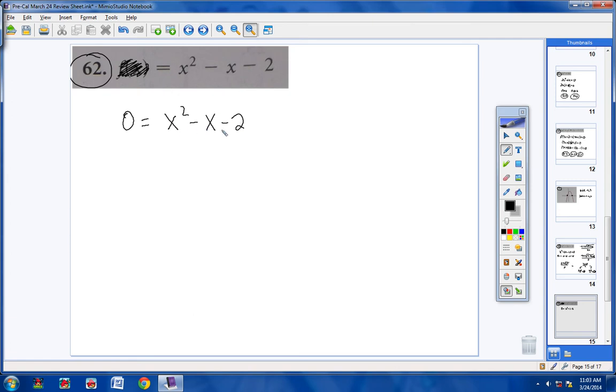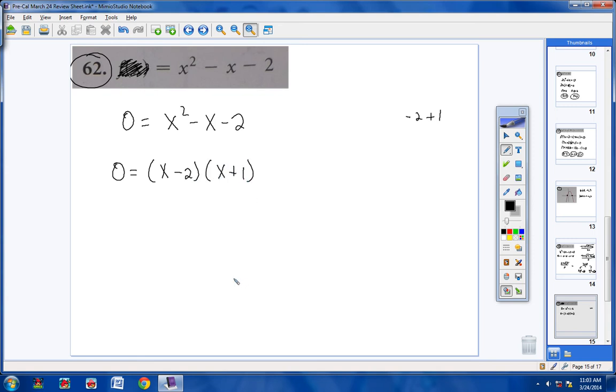Now this factorization is very simple. It's a quadratic lead coefficient of 1. So if I multiply these two numbers together, I get a negative 2. If you combine these two negatives, you get a negative 1. So the factorization would be x minus 2, x plus 1.